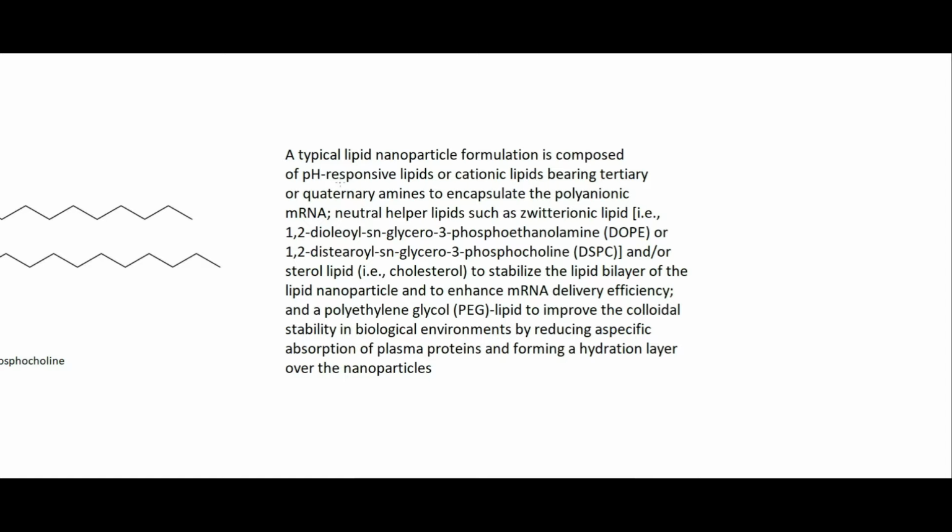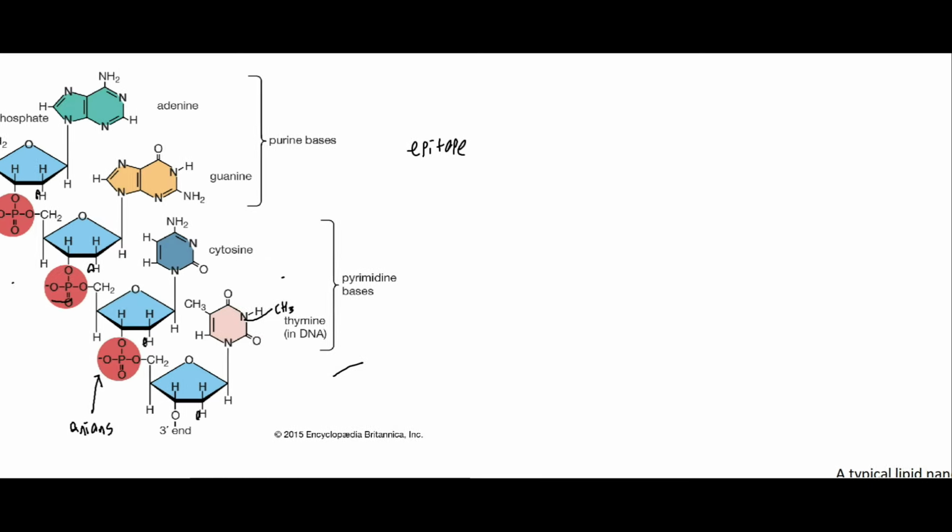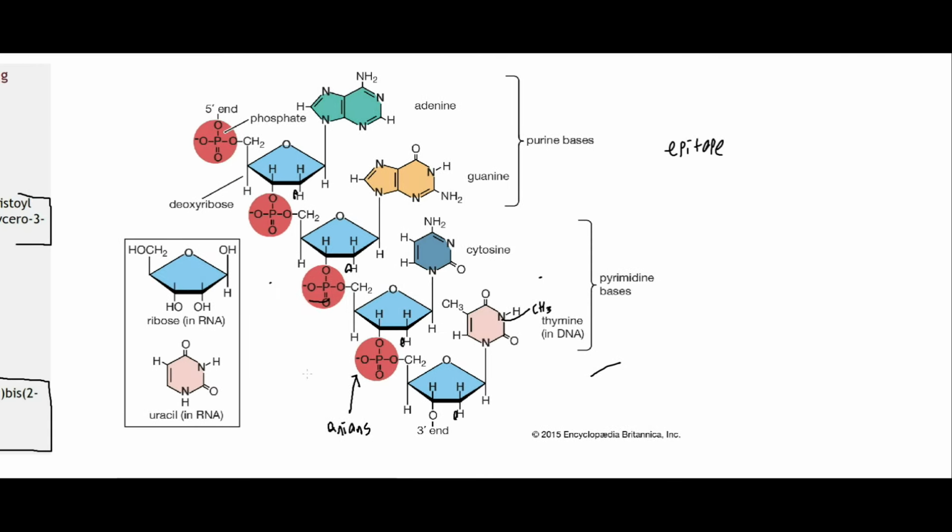It is composed of pH responsive lipids, or cationic lipids, so cationic being positively charged lipids bearing tertiary or quaternary amines, to encapsulate the polyanionic mRNA. Remember, anionic was those negative charges on the phosphates on the mRNA. So it's polyanionic because it's anions, but it also has multiple of them.